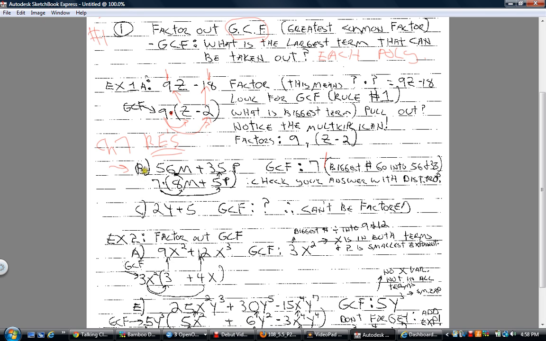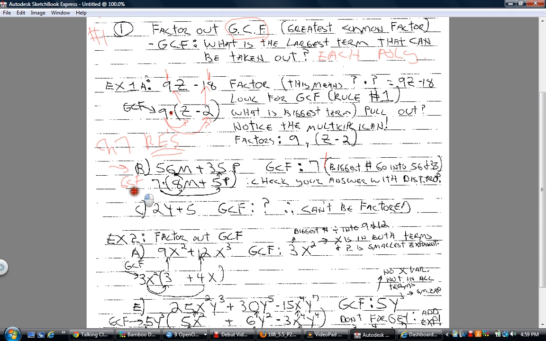But let's look at 56m plus 35p. Now they say factor. You got to tell yourself, can you pull out a greatest common factor? Look at 56, look at 35. What number goes into both of them? Fortunately, your multiplication tables pay off. So you know 7 times 8 is 56, 7 times 5 is 35, so you pull the 7 out.